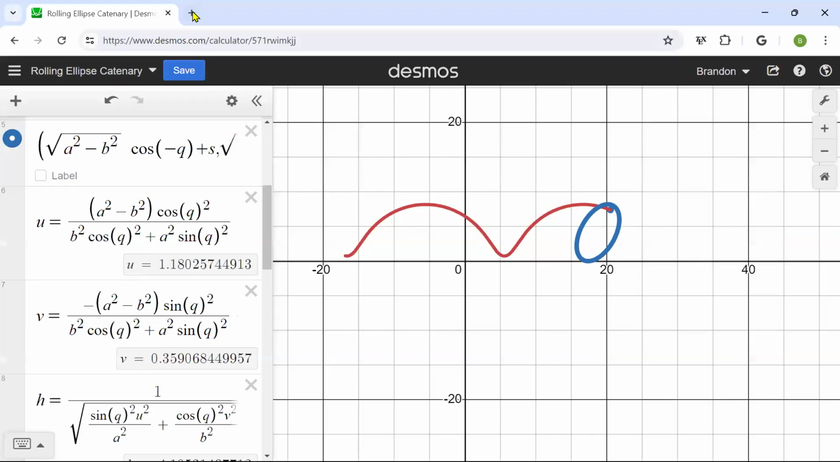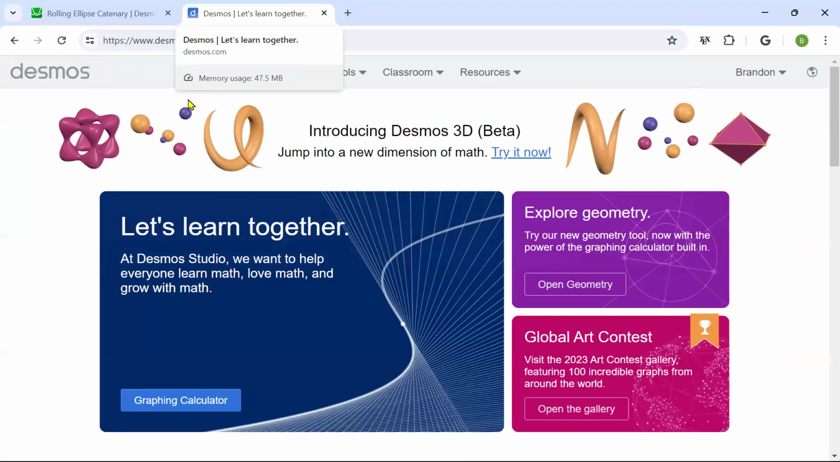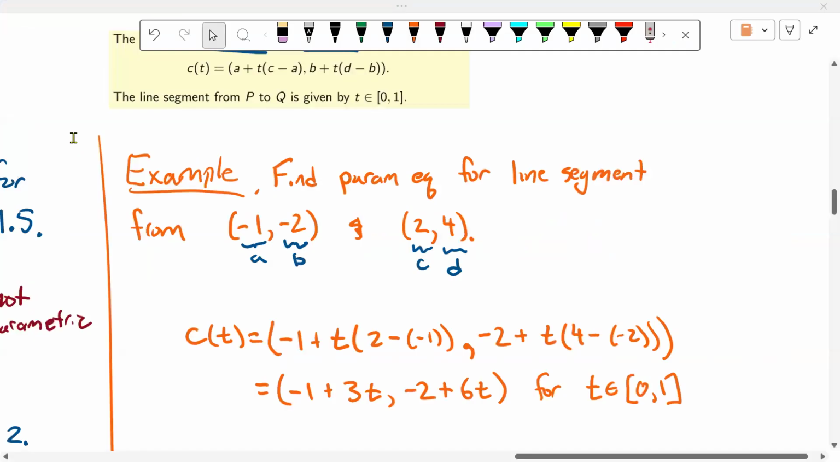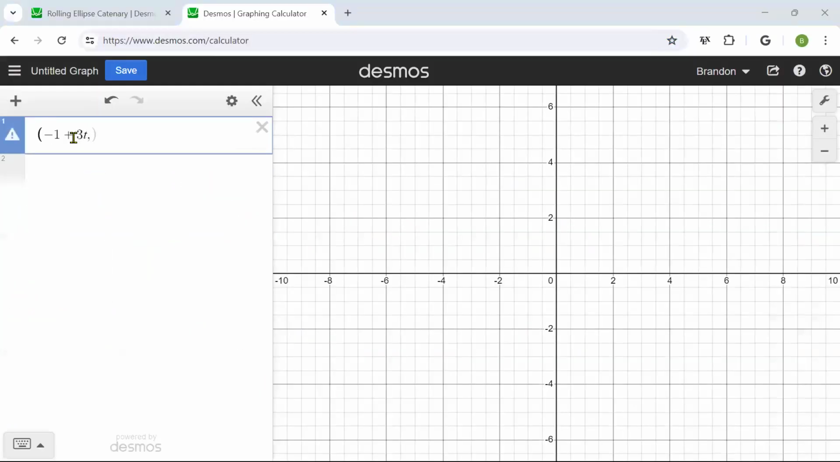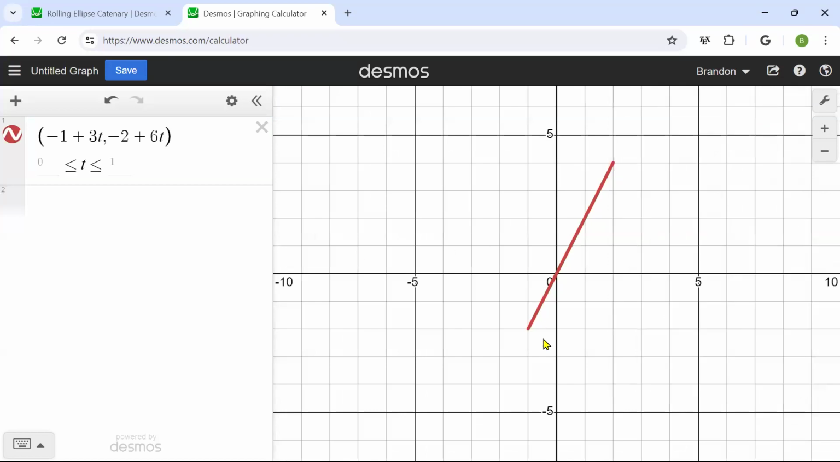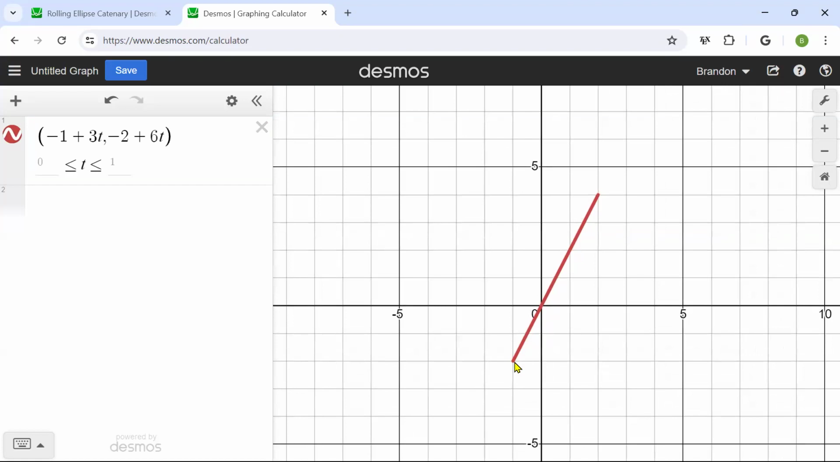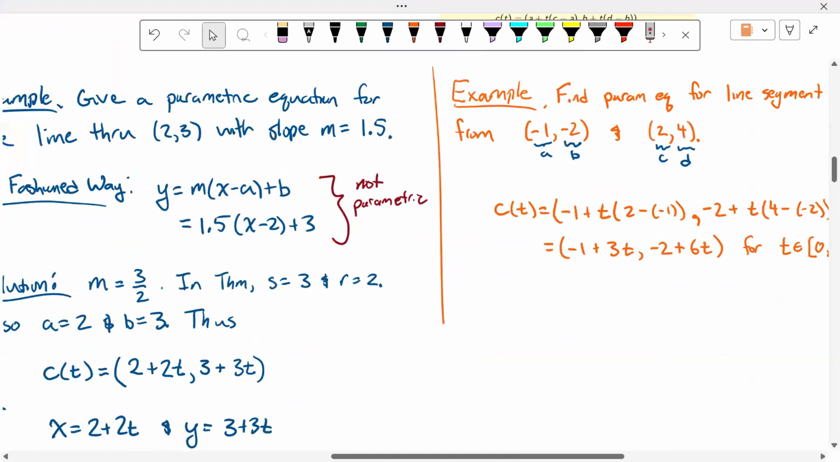So let's plot this. We'll leave the rolling ellipse there for later. Oh yeah, it doesn't like that. So we have -1 plus 3t and -2 plus 6t right there. And it does it from 0 to 1 for me automatically. And you can see I'm right there at that point, (-1, -2), and at (2, 4). Does it perfectly. All right. That's the basic idea there behind lines.